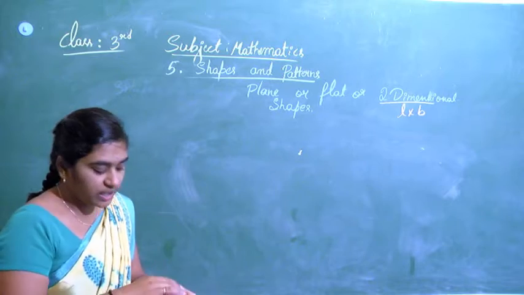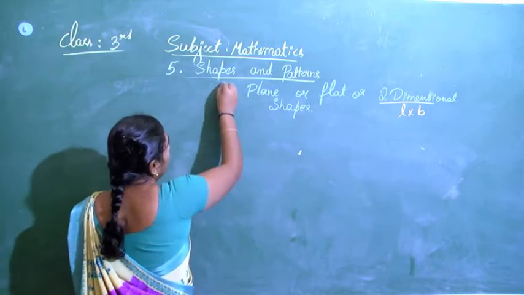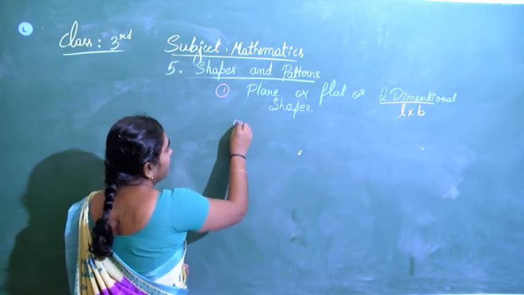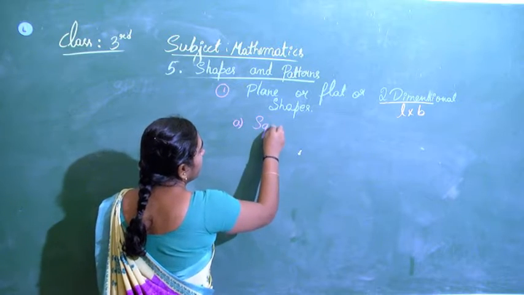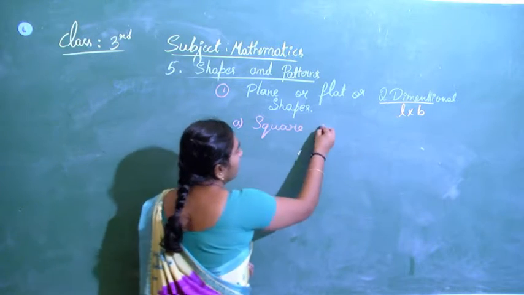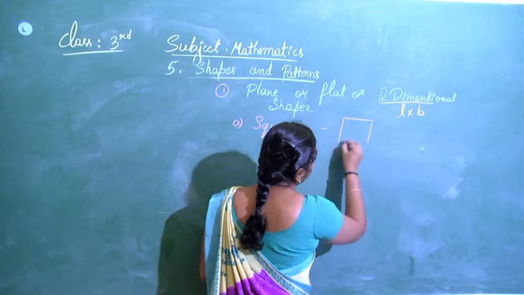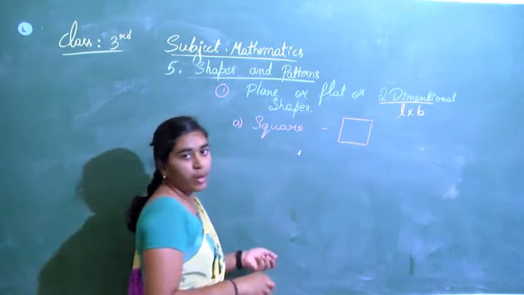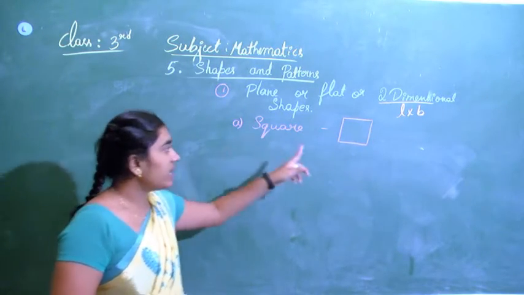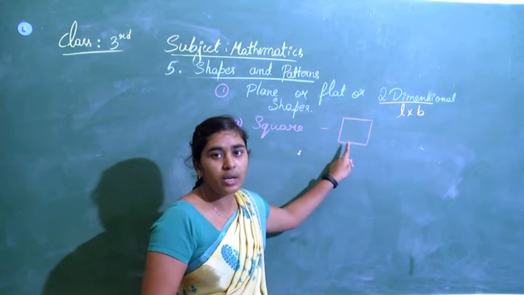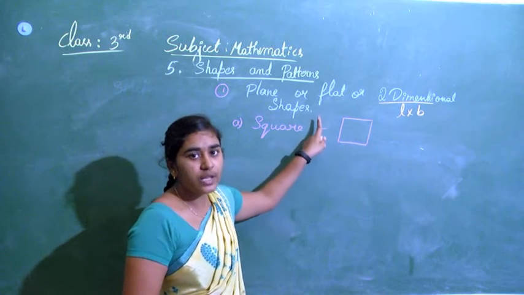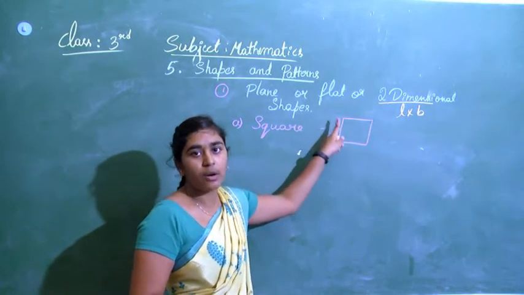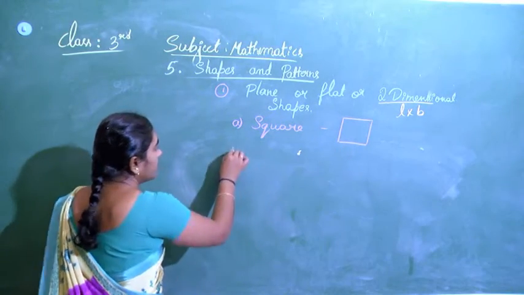So first one, plane shapes. Which are the plane shapes? In that we get a square. How does the square look like? Here we can say the properties of square. How many sides and how many corners are there? Yes, there are 4 sides, 4 corners, and all sides are equal.